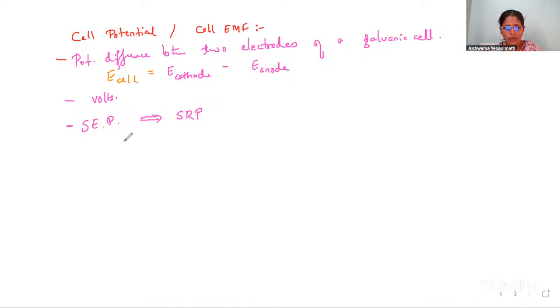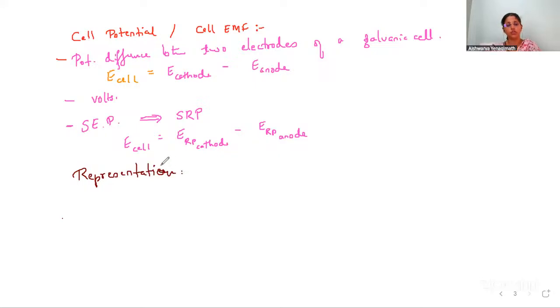So here you can write E cell is nothing but E reduction potential at cathode minus E reduction potential at anode. By convention, it is taken like this. Fine. Now comes the representation. How is this galvanic cell represented? How do you represent the cell?